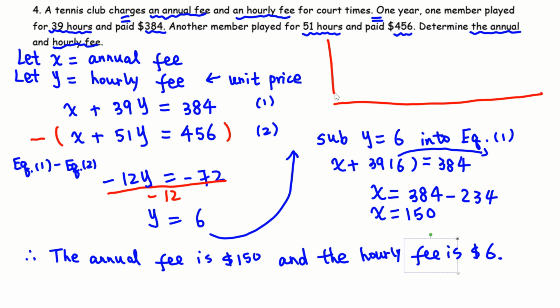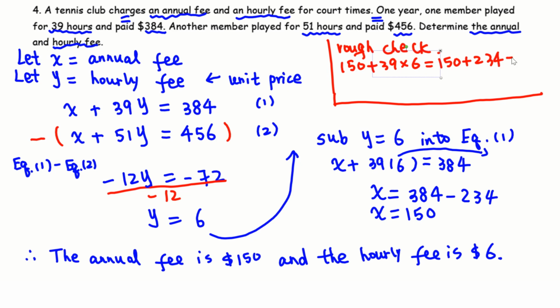And you could just do a rough check to see if you get the answer correct. Sub in the annual fee here. So first member is $150 plus 39 hours. Each hour is $6. Then 150 plus 234. Then you will see, yes, it is 384. So it is right for the first equation. Then check the second equation.